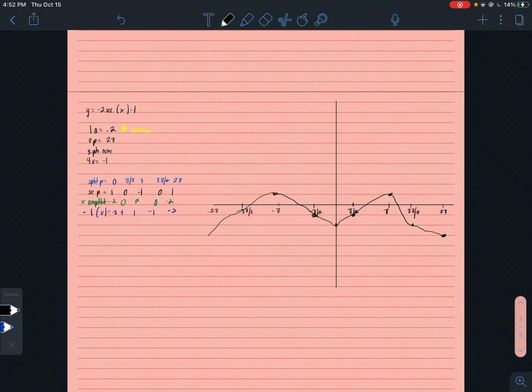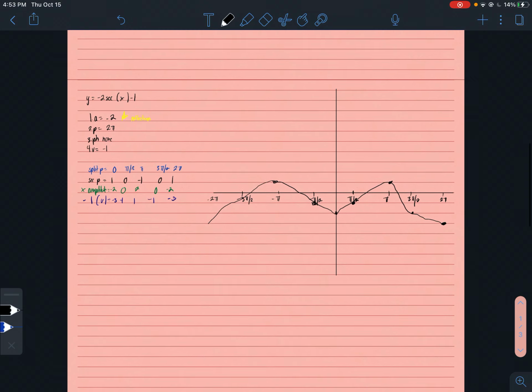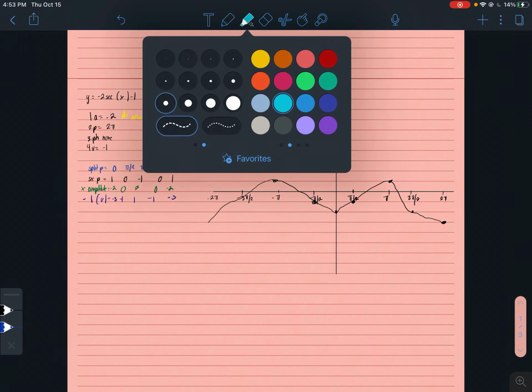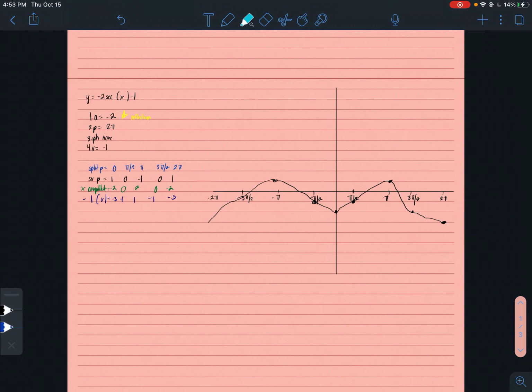But what you want to remember is that you're not done yet. There will be a reflection. So what I'm going to do is first put in where the asymptotes lie. The asymptotes lie at 0.